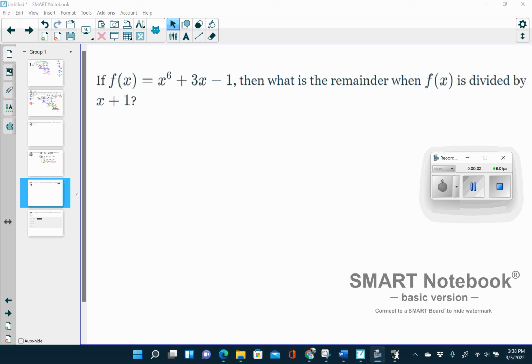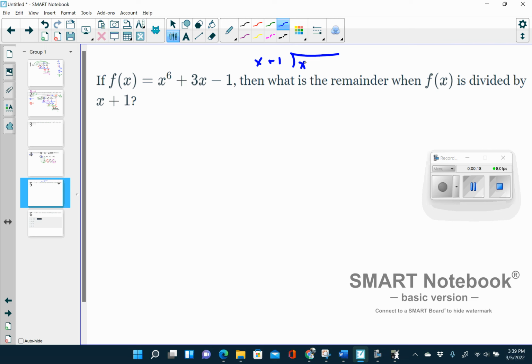So I'm going to show you a new concept called the remainder theorem. And all it is, if the question says, hey, what is the remainder? Yes, you could do long division. You could actually divide it out and you could go x plus 1.